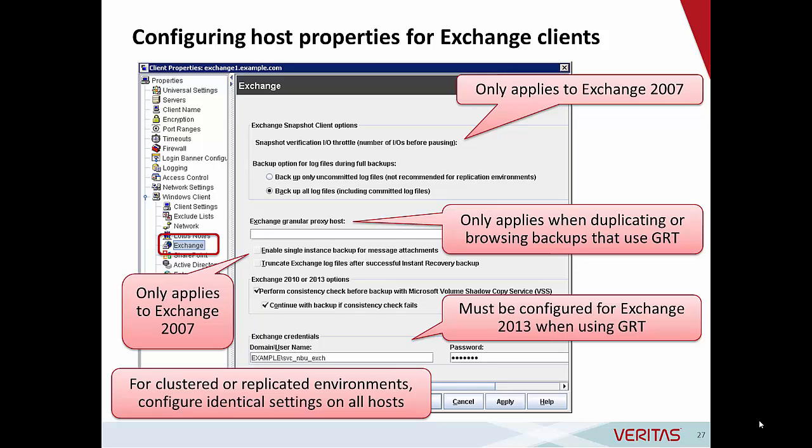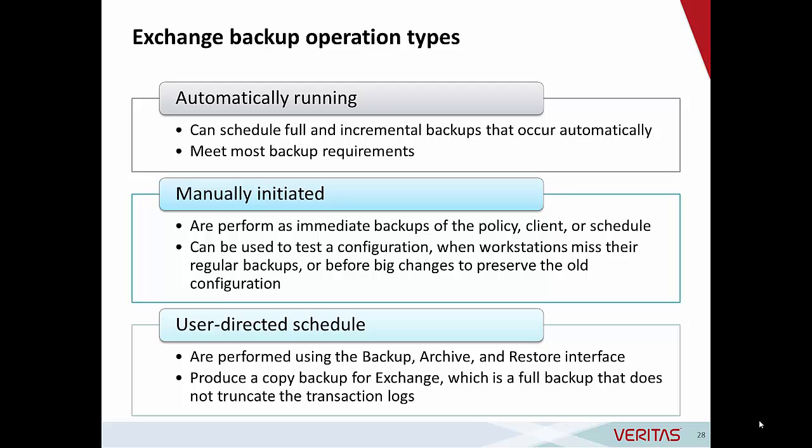The Client Properties has an Exchange Properties section where I can configure some options for Exchange. Note that some of these properties are specific to certain versions of Exchange and may not apply to other versions. In some cases, use of these fields may be mandatory. In particular, I'm looking down here at the Exchange credentials, which must be provided if you're doing GRT with Exchange 2013. This would be that service account that we created.